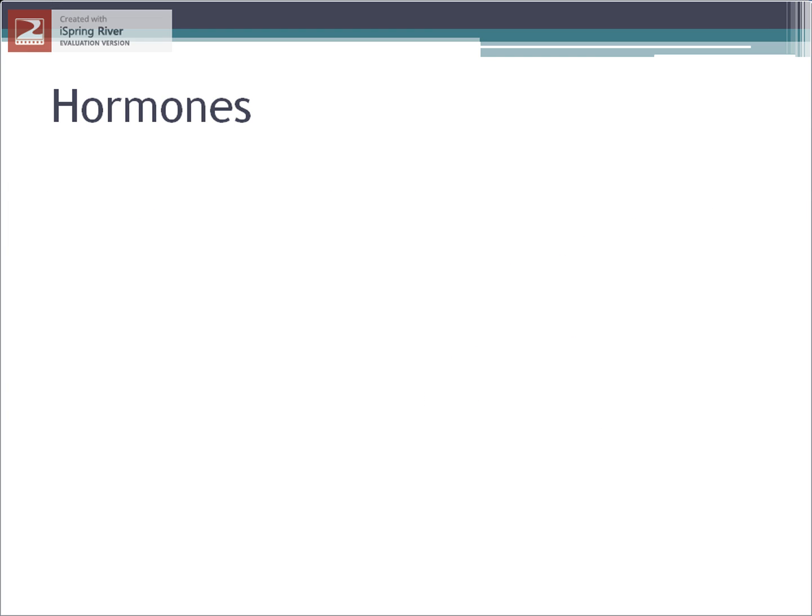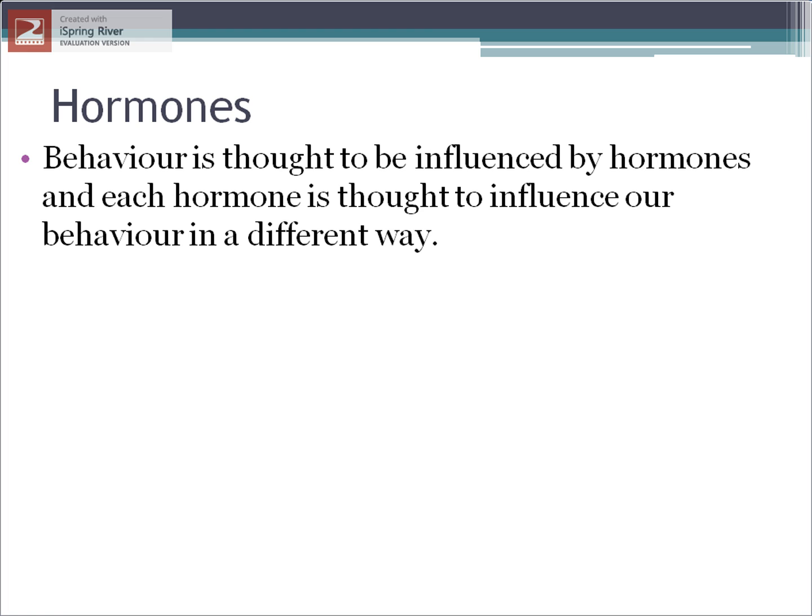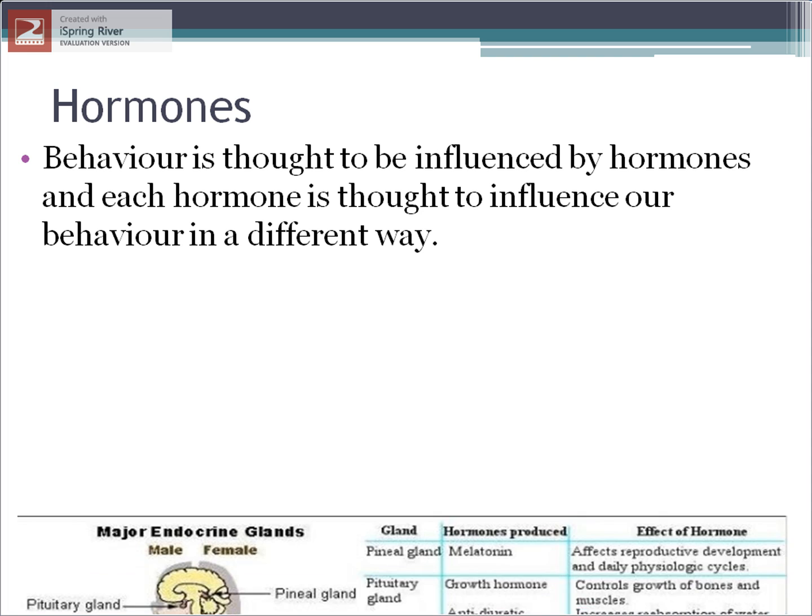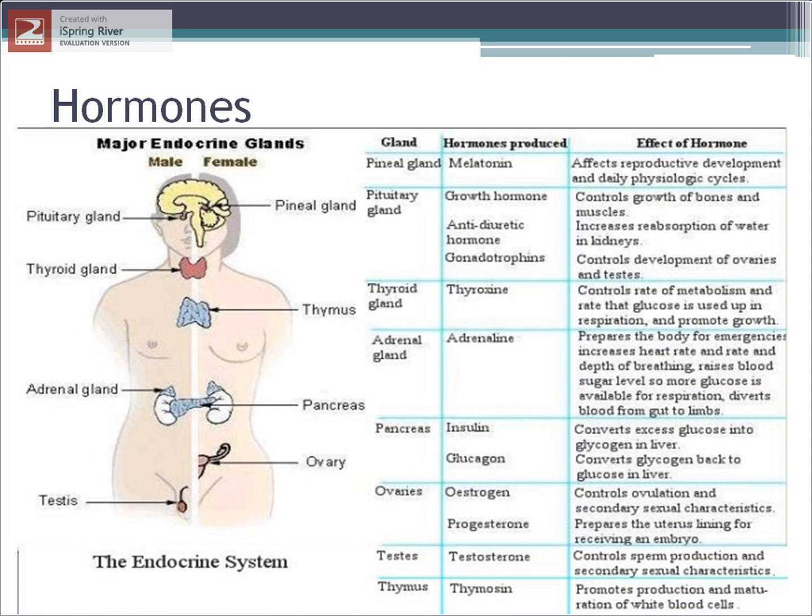Hormones are important in the endocrine system. Behaviour is thought to be influenced by hormones, and each hormone is thought to influence our behaviour in a different way. Hormones are chemicals that circulate in the bloodstream and are carried to target sites throughout the body. Although hormones come into contact with most cells in the body, a given hormone usually affects only a limited number of cells, known as target cells. There has to be a particular receptor for a particular hormone. Cells that don't have a receptor cannot be influenced directly by that hormone.